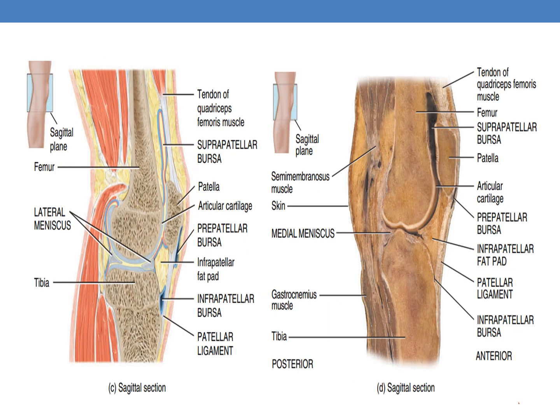Now here you can see the bursae. This is the suprapatellar bursa, here is the prepatellar bursa, and this one is the infrapatellar bursa. This one is the patellar ligament, and this is the infrapatellar fat pad. And this is the patella. This bone is the femur, and this is the tibia.